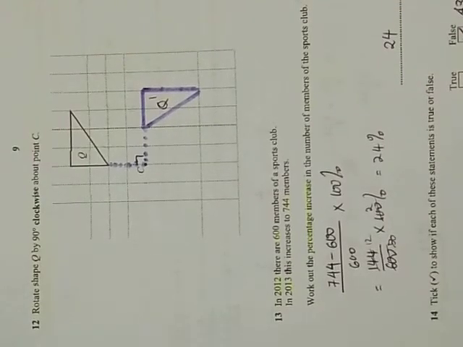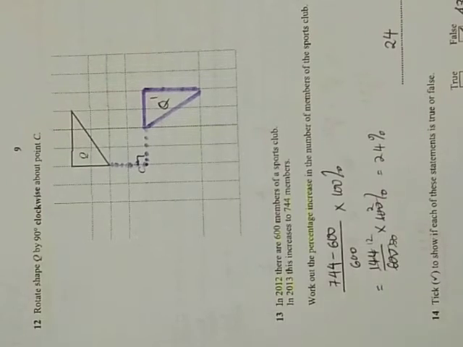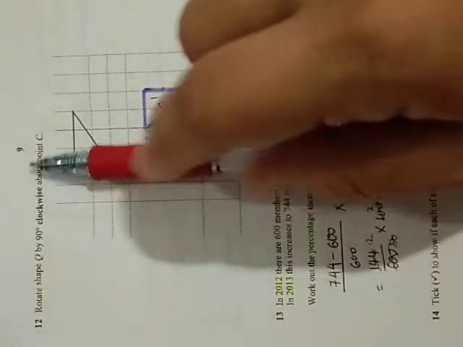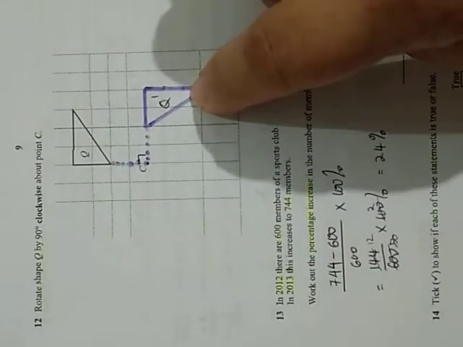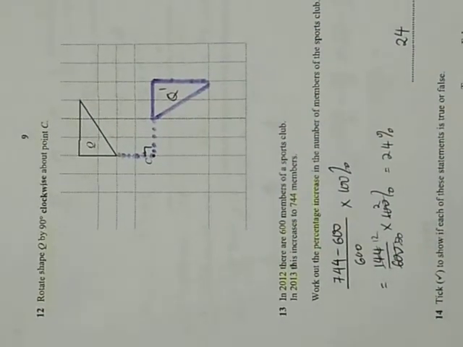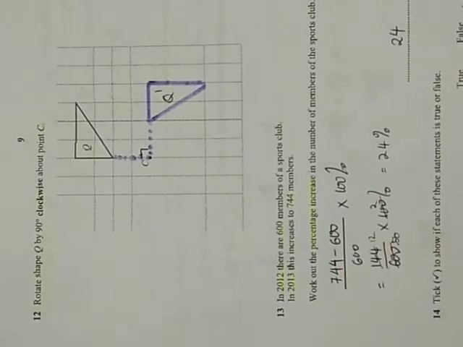Question 12. Rotate the shape Q by 90 degrees clockwise about the point C. So imagine you turning this over here, so it shall become like this. All right, so this is also easy, simple. Question 13.